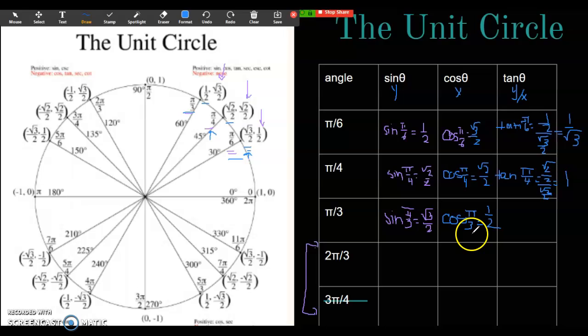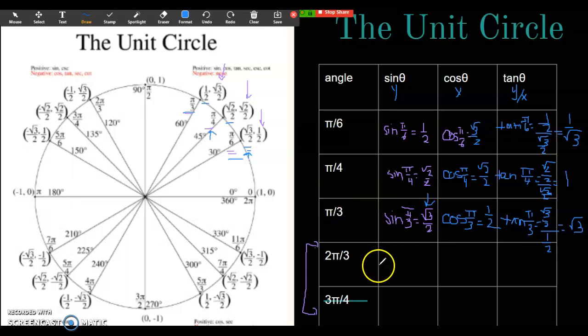All right, the next one, I am finding the tangent of pi over 3. Same thing, guys. I'm going to take the y. This time it's radical 3 over 2. And I'm going to divide it by the x, which is 1/2. Remember, keep, change, flip. So this is saying radical 3 over 2 times a 2. Those 2's would cancel. We would just have a radical 3. So the tangent of pi over 3 is radical 3.